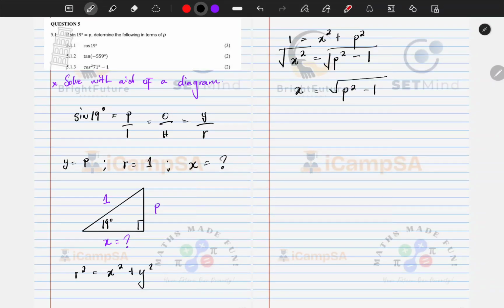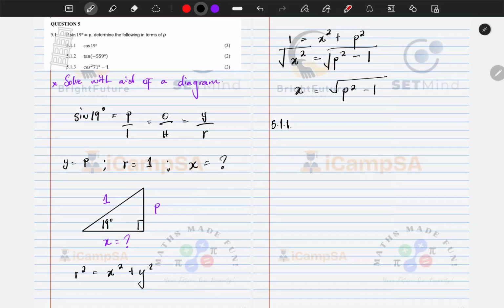In this case, we don't focus on the signs, because we were not told the conditions upon which sine 19 degrees is equal to p. If we were told the conditions upon which this would hold true, then we would have needed to choose the correct sign. So in this case, we are just going to use the positive one. Now we have x, and then we can go ahead and solve this.